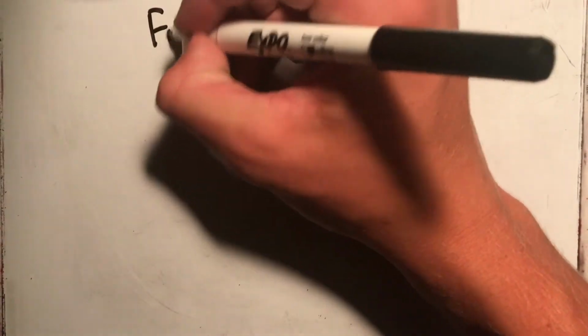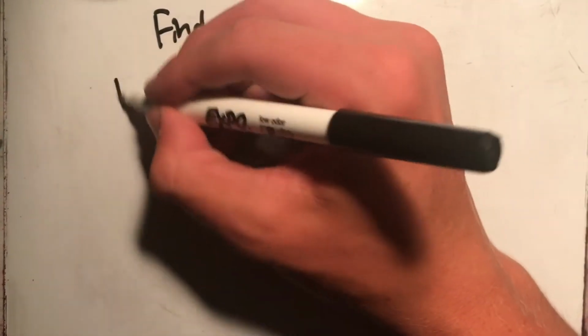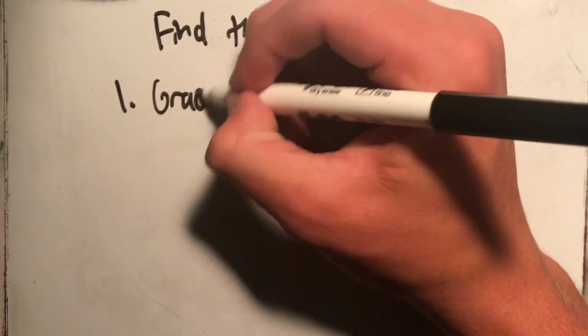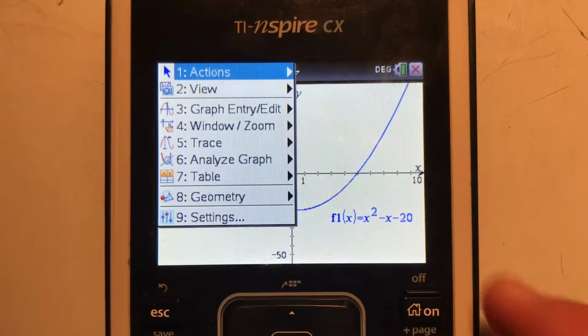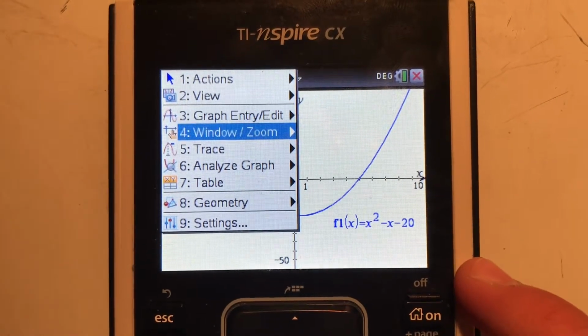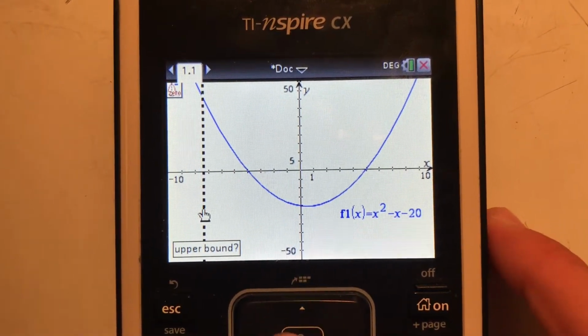Now with parabolas, a common question you will get is how to find the zero of the parabola. And there are three ways to find the zero. First is to graph it on your calculator. So if you have a TI-Nspire handy, you can plug in the equation, graph it, and there's a setting on your calculator where you can find the zero on the graph.